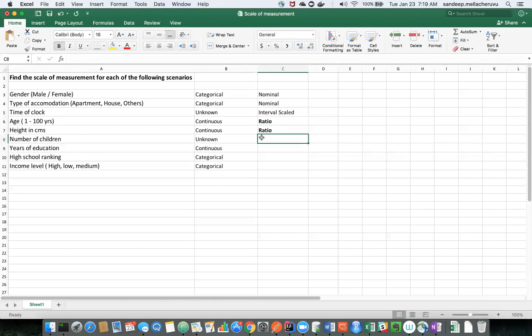Number of children. Zero, 1, 2, 3. Is 0 arbitrary or not arbitrary? Not arbitrary. In fact, there is no scale of measurement in number of children, right? You have only count. 0, you cannot convert it into any other scale. So this is also ratio scale because there is no arbitrary 0. Number of children 0 means that there are no children.